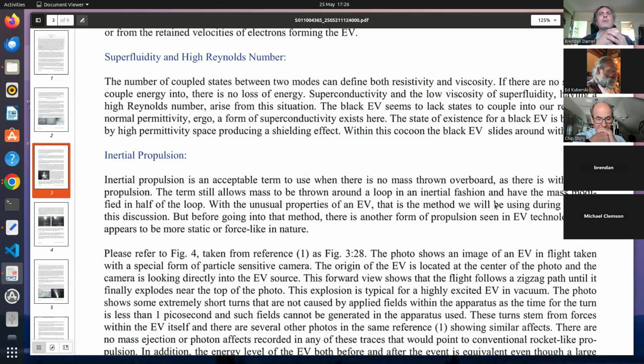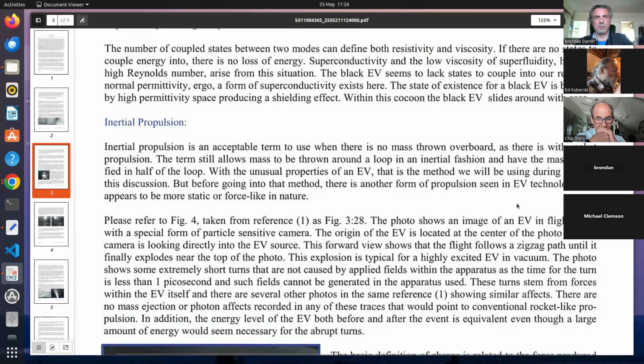The state of existence for a black EV is bounded by a high permittivity state producing a shielding effect. Within this cocoon, the black EV slides around with ease.